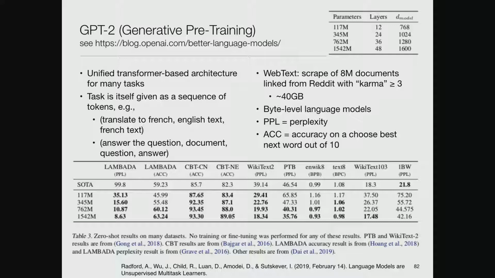So they built 4 different models. Take a look at the bottom one, 1.5 billion parameters. Okay, this is a large model. This is a very large model.